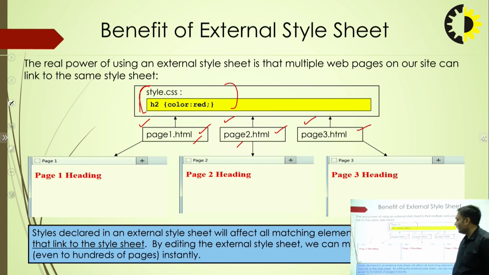So styles declared in an external CSS, or you can say external style sheet, will affect all the matching elements on all the web pages that are linked to the style sheet. And by editing the external style sheet, we can make site-wide changes instantly. For example, if I want to change the color to yellow, the yellow color will be applied in all the pages. So the consistency will remain the same, and rules will be reflected on all the pages, right? So that is the main benefit of using external CSS. Otherwise, for a single page, we can use internal CSS.